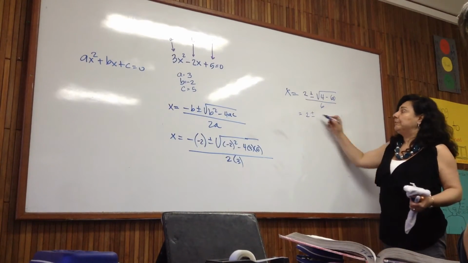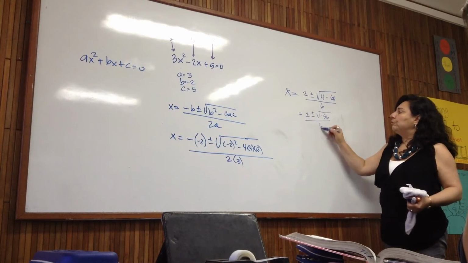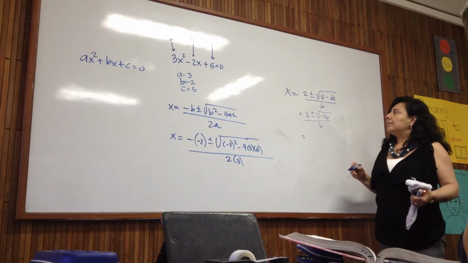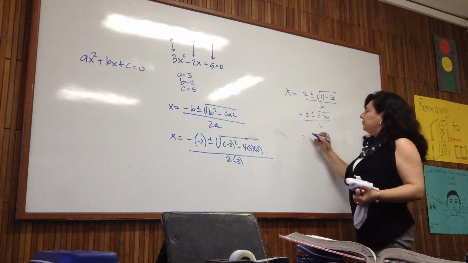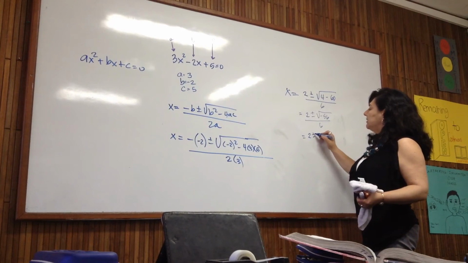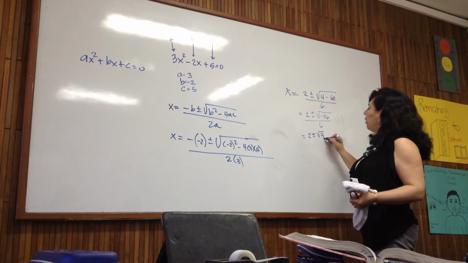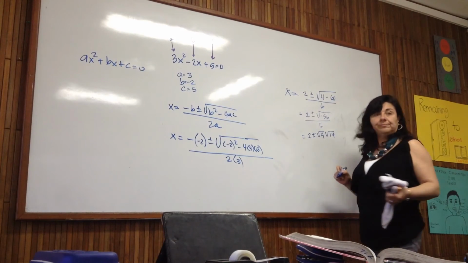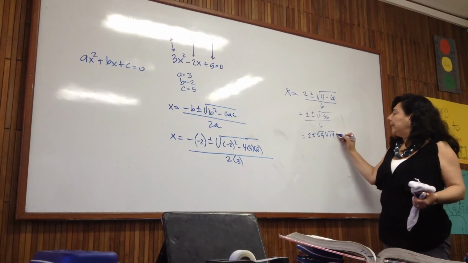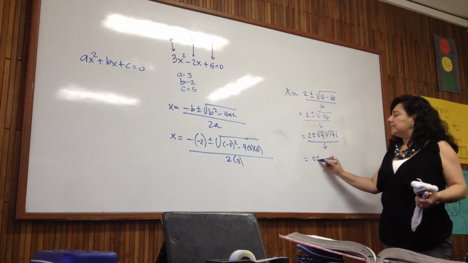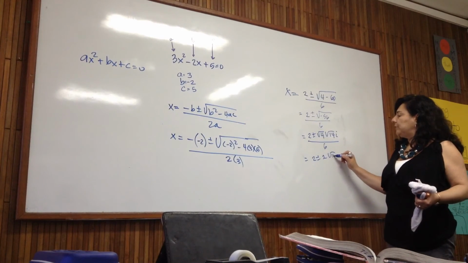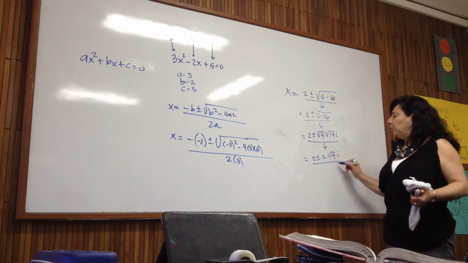Just by looking at this, I know it's going to be an imaginary number. This is going to be negative 56 over 6. So the square root of 56i, which is 8 times 7. So 2 plus minus the square root of 4 times 14i over 6. So this is 2 plus minus 2 square root of 14i over 6.